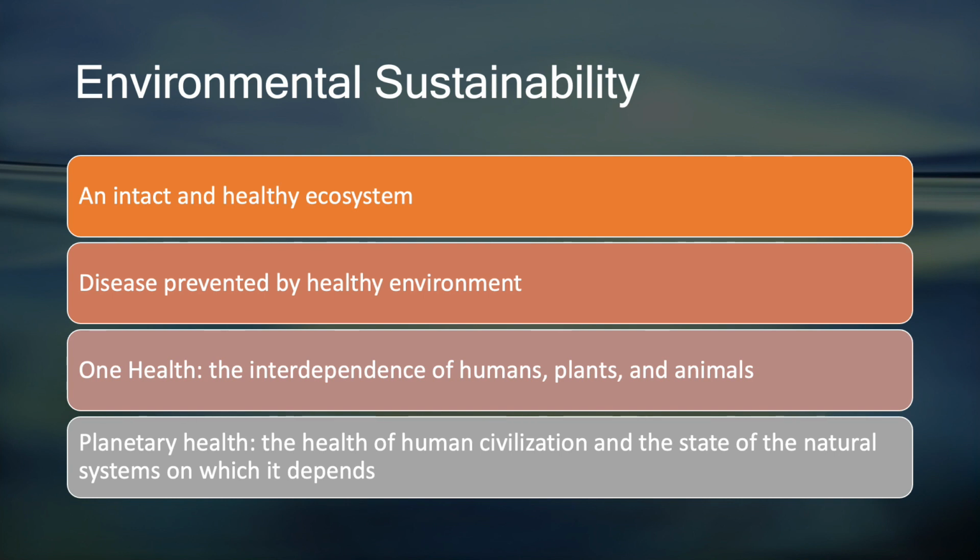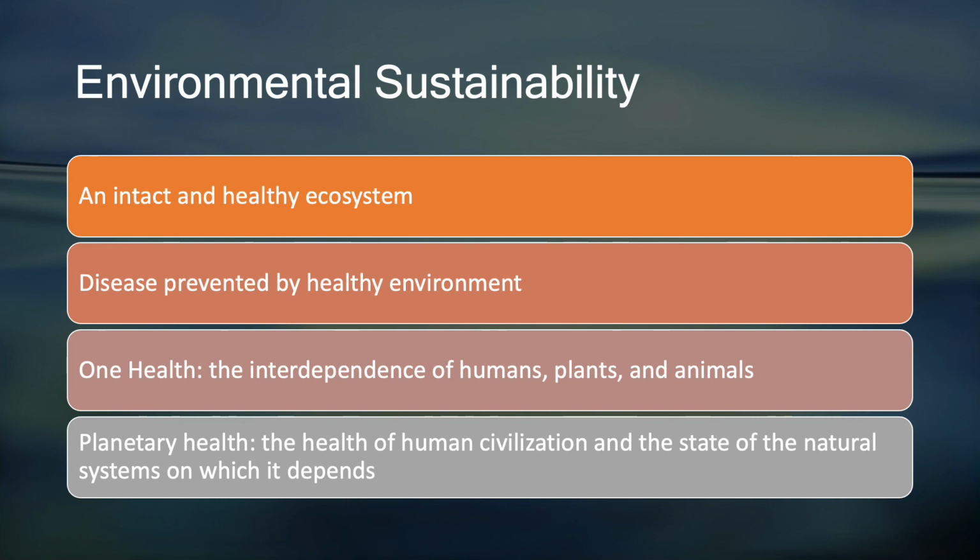Environmental sustainability includes an intact and healthy ecosystem, and an ecosystem is defined as living and non-living organisms interacting with their physical environment. Disease can actually be prevented by healthy environments and ecosystems. And when we see these healthy environments disrupted, that's when we start to see things such as cholera, which is caused when sewage contaminates water, which is then ingested. There is an estimated 2.9 million cases and 95,000 deaths each year from cholera.